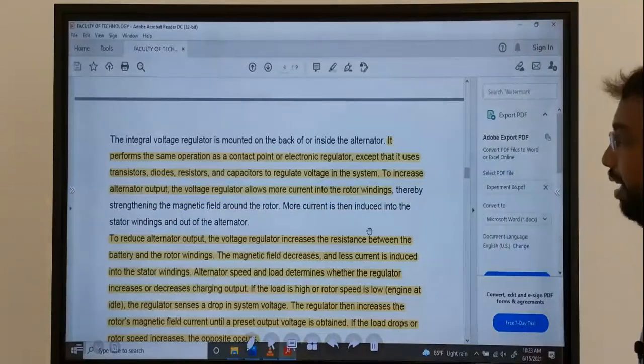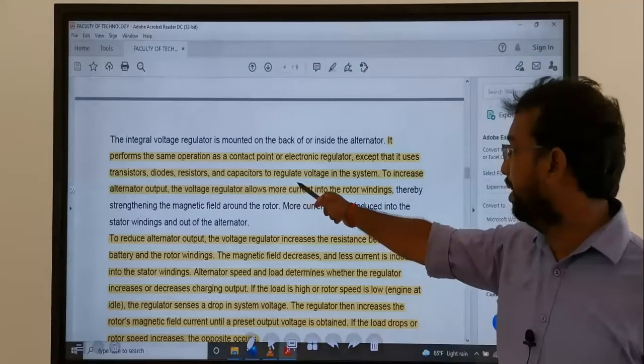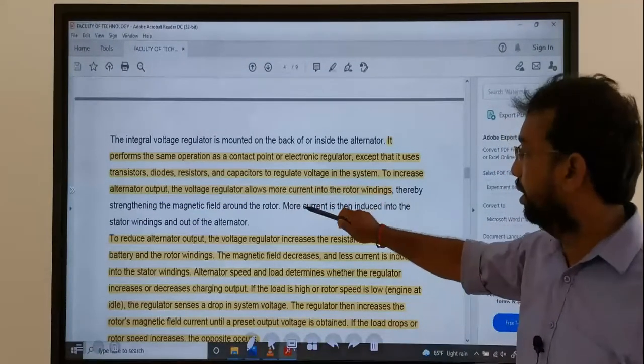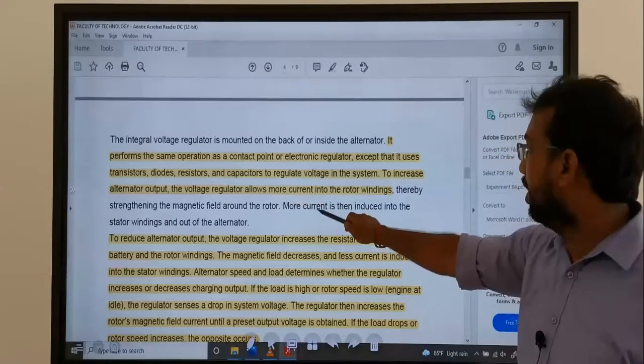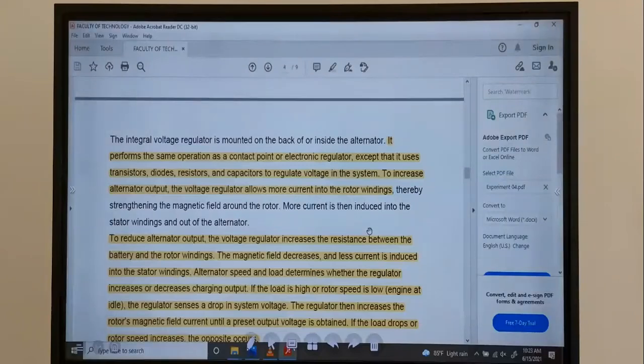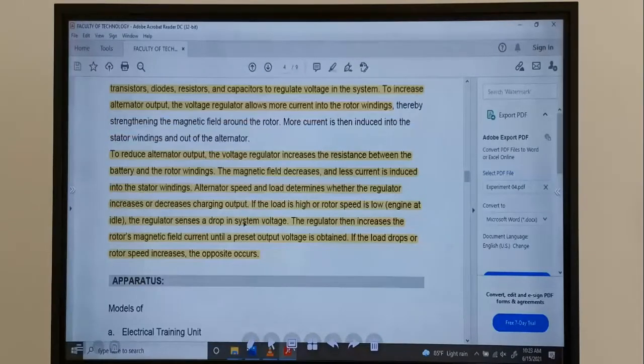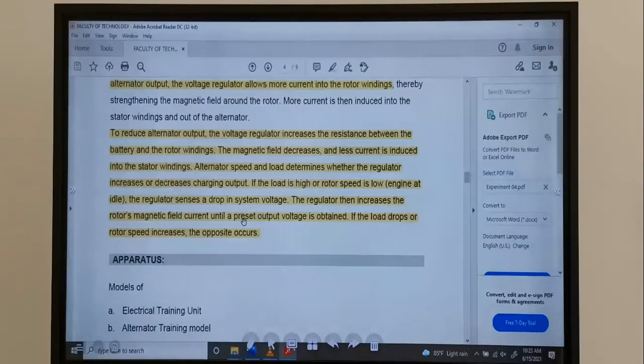It normally has diodes, resistors, and a capacitor to regulate voltage in the system and to increase alternator output. The voltage regulator allows more current into the rotor windings. Under the ideal condition, when the rotor speed is low, it needs to allow more current to the rotor windings, and to reduce alternator output otherwise. These are the things.